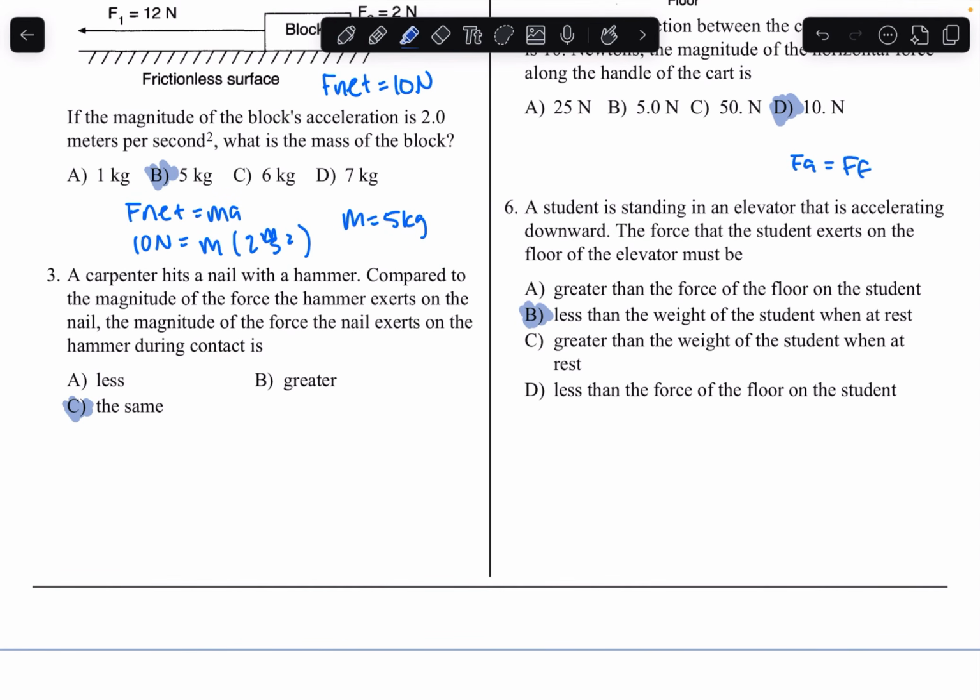So imagine yourself standing in an elevator that's going down a bunch of floors. When this happens, you feel like you weigh less and that your feet might lift off the ground a little. This tells us that the force that you're exerting on the floor of the elevator is less when it's accelerating downwards in comparison to when you're exerting your full force on a resting elevator floor.